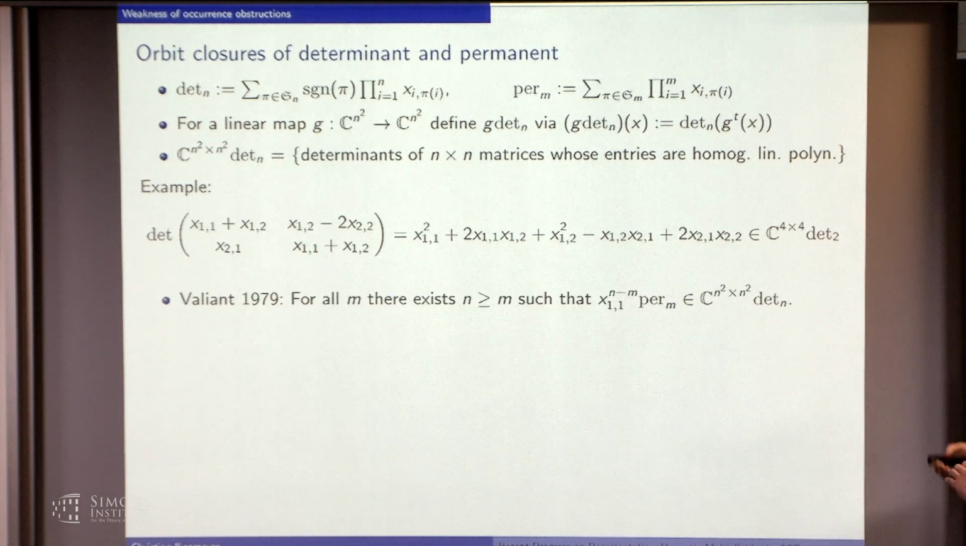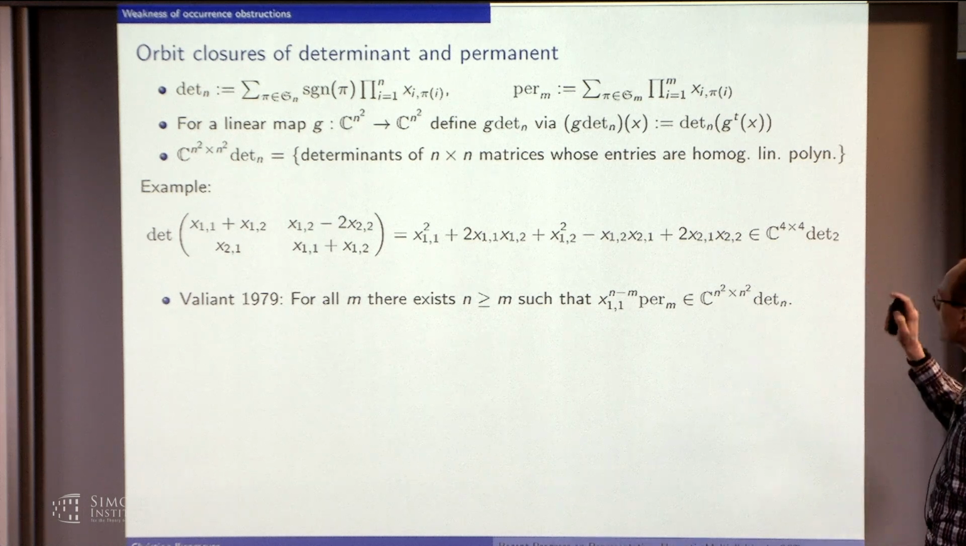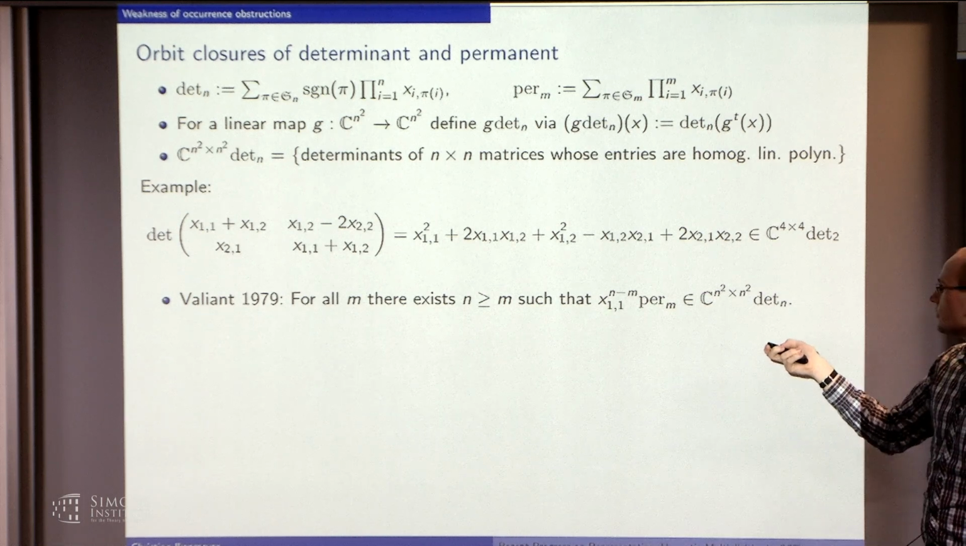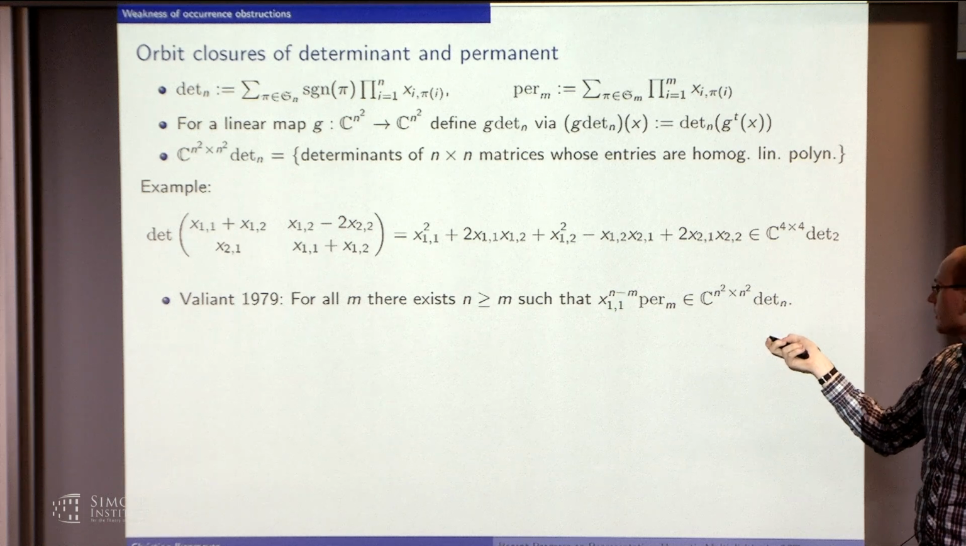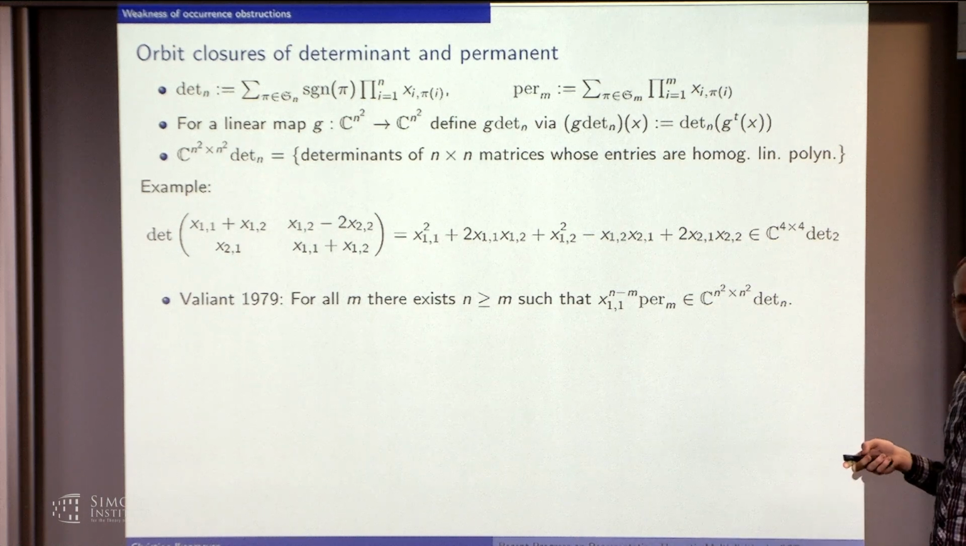This is not so important, these are formalities. Valiant's result shows that you can always find some n, so that if you take the permanent and pad it properly, then it is expressible in this way. So it will lie in this set here. This is a homogeneous version of Valiant's classical result.